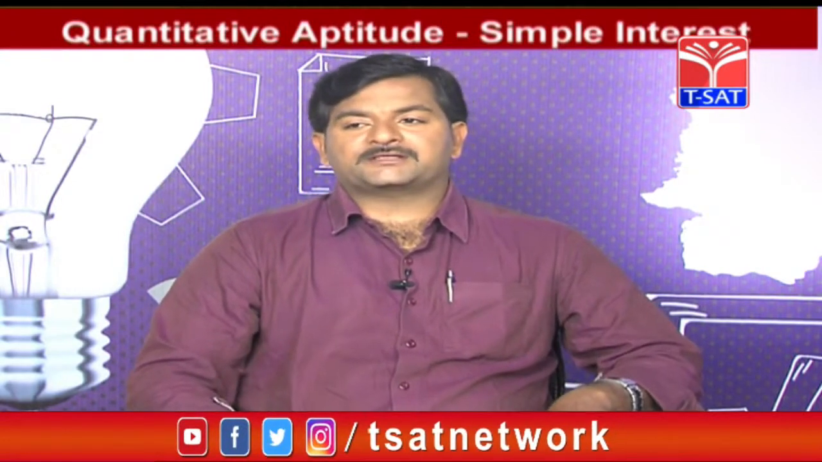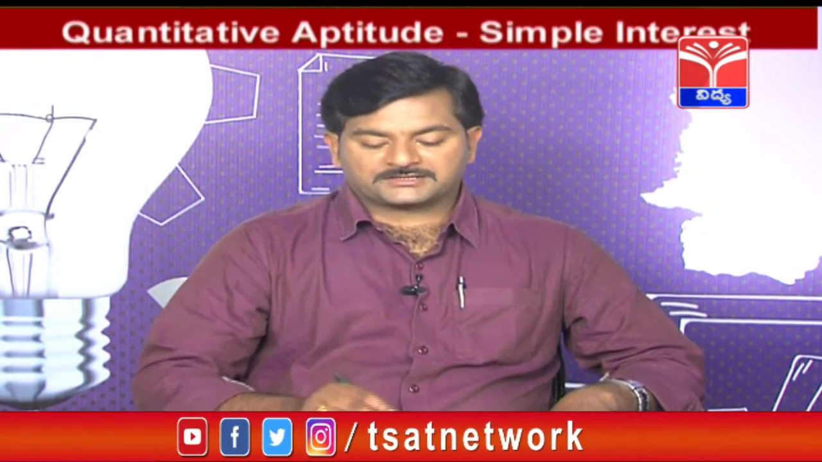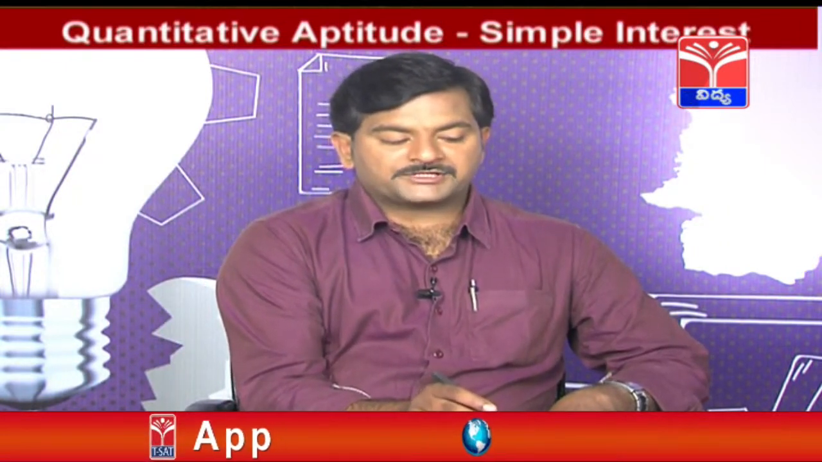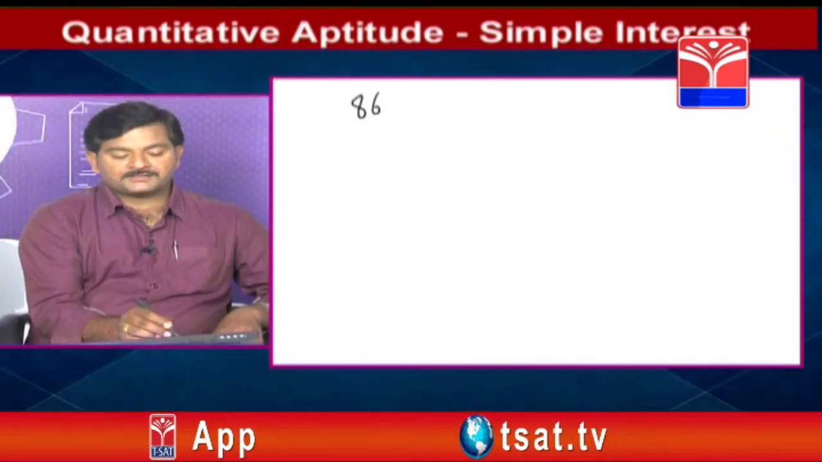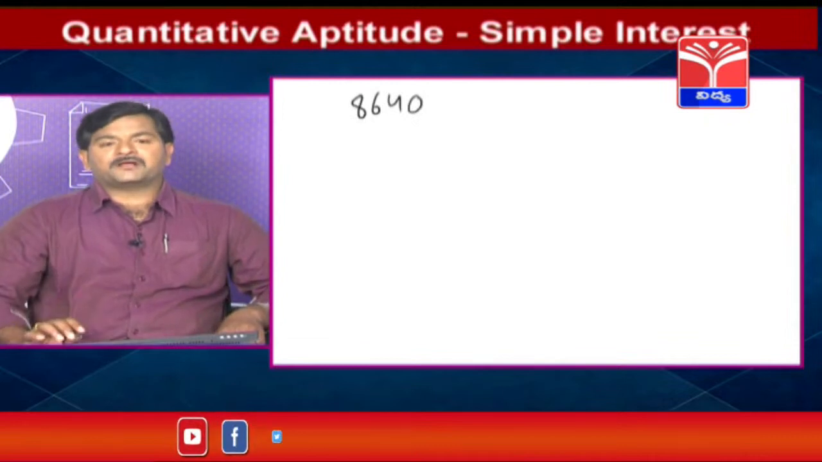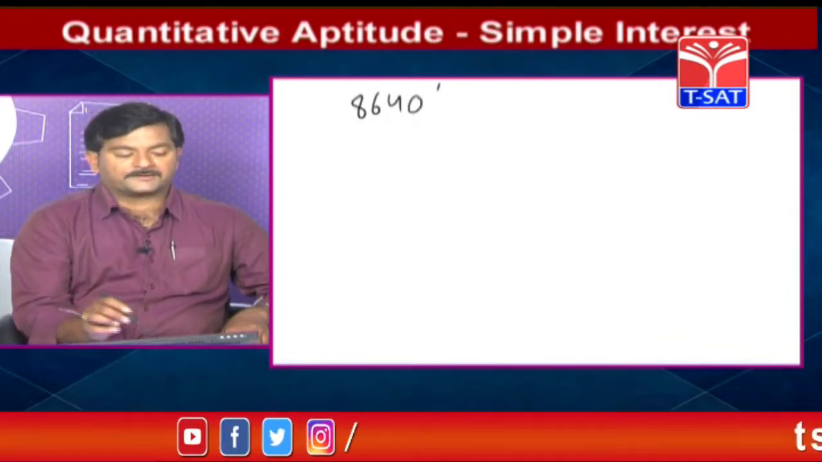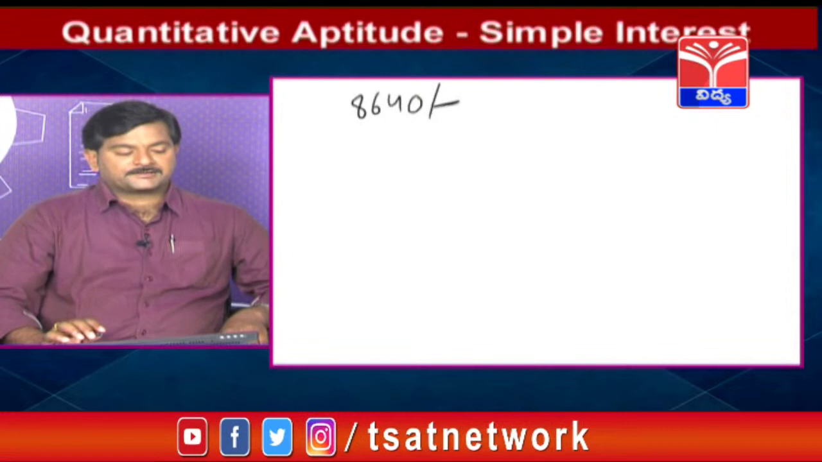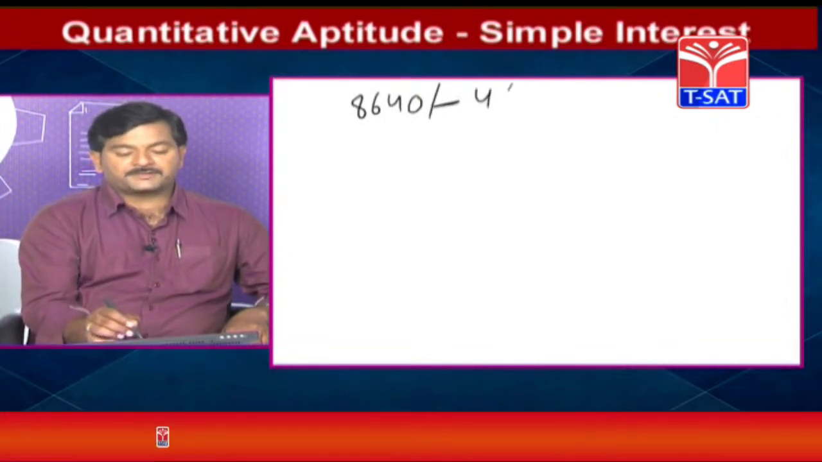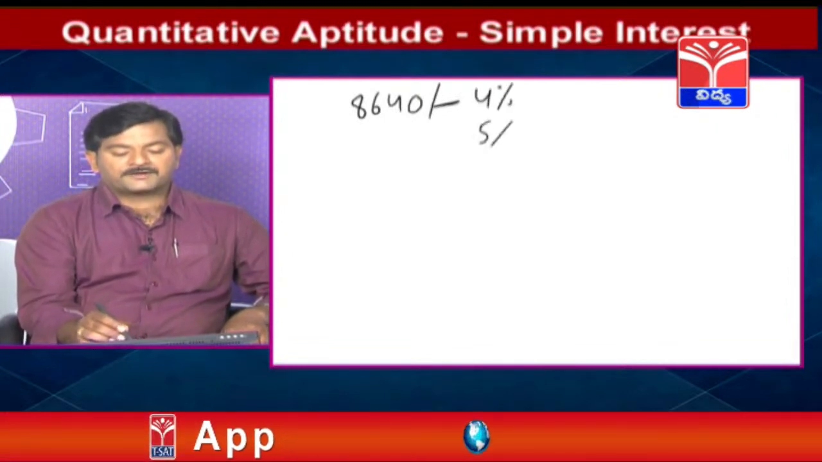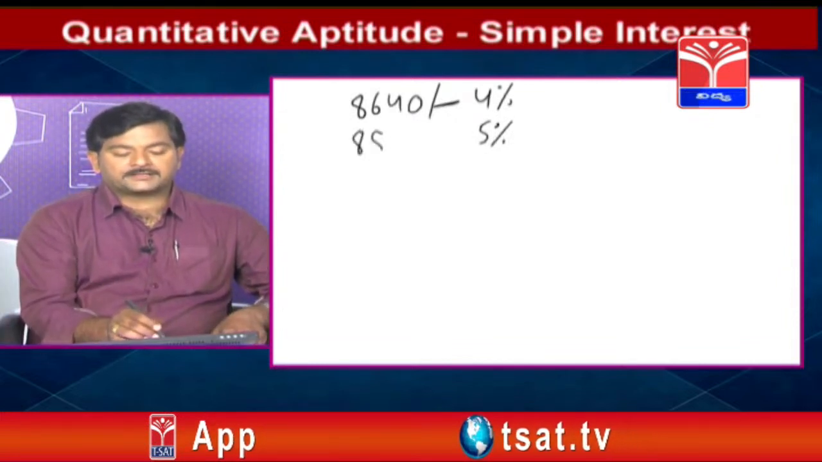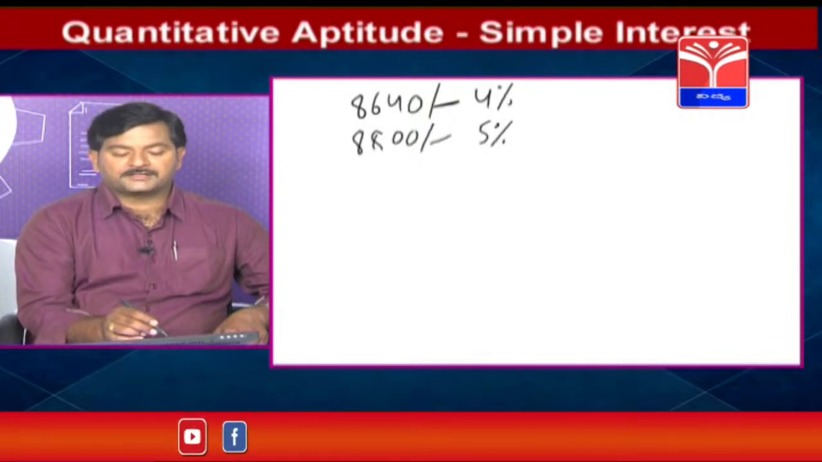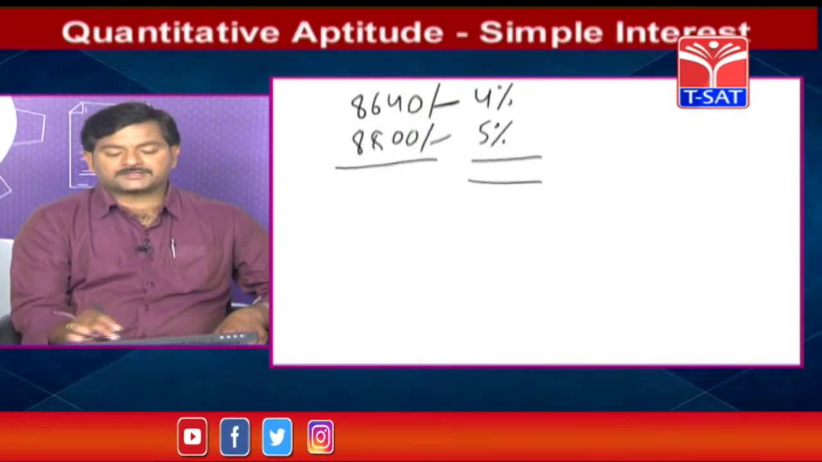Okay, so this also we will solve. This is a really interesting question, so let's focus on it. A certain sum of money becomes 8,640 at simple interest. The simple interest rate given is 4%. If the simple interest rate is 5%, the same amount will be 8,800 rupees.